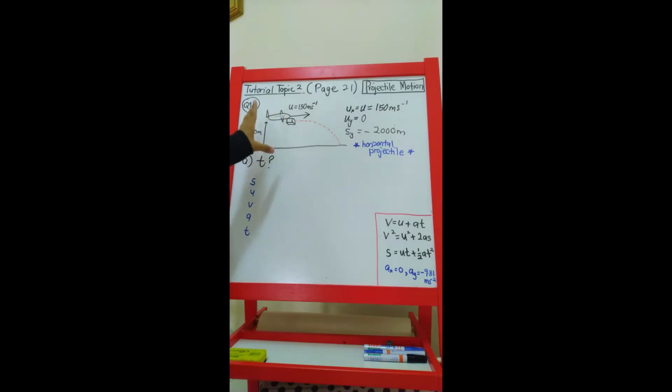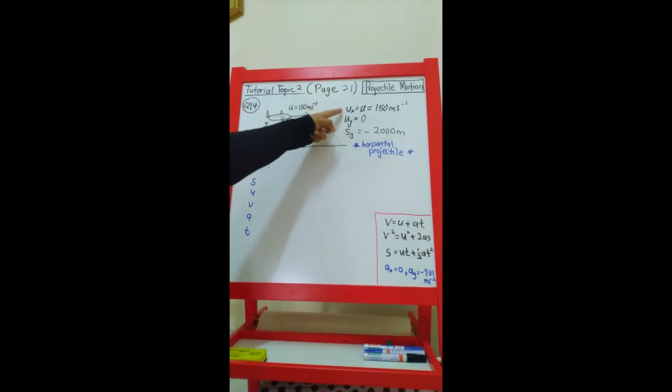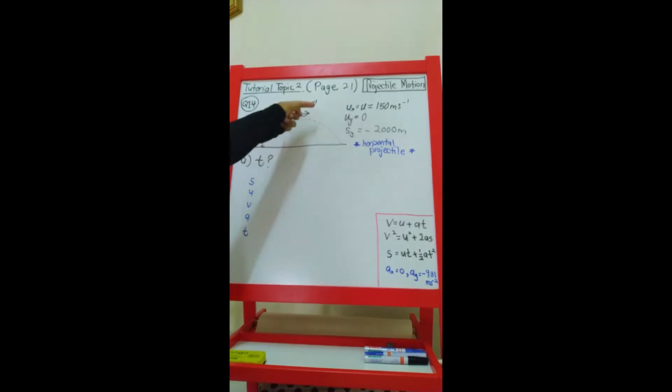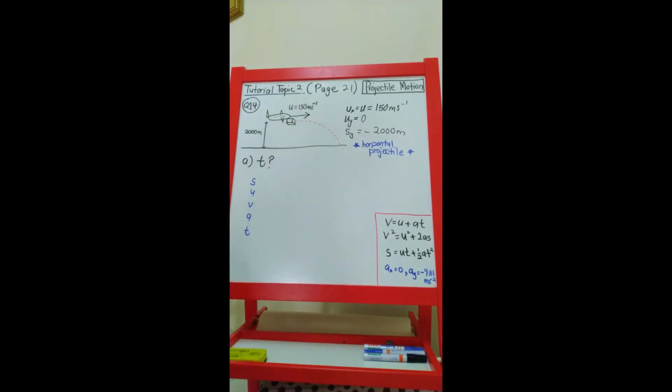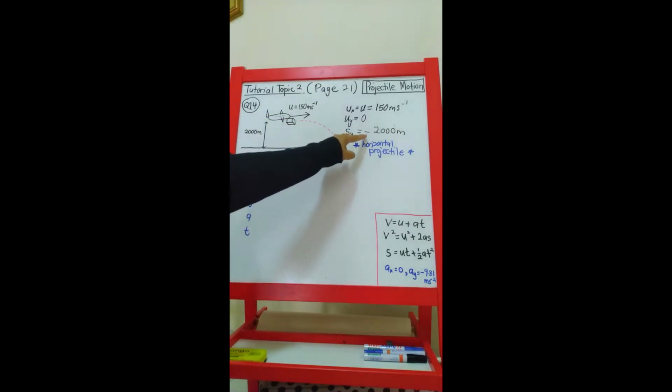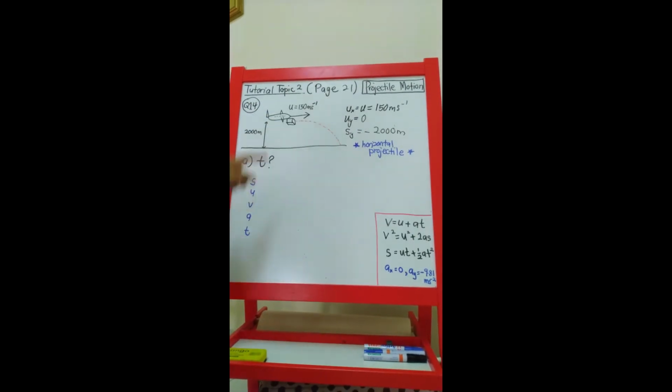Okay, from this information you can take out ux and uy. So 150 moving horizontally, therefore that's the value for ux. Automatically uy will become 0. And this 2000 here is height, therefore sy. Why is it negative? Because it mentioned that it drops a box. So when it drops, the box falls down. If you compare the initial and final position, the final position of the box is below the initial position, therefore the value is negative.